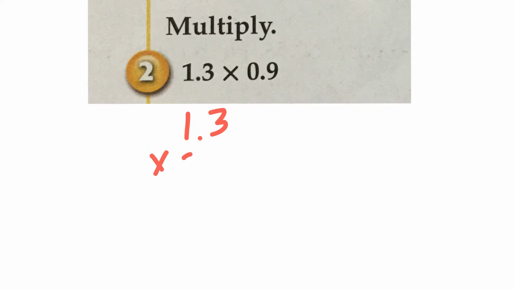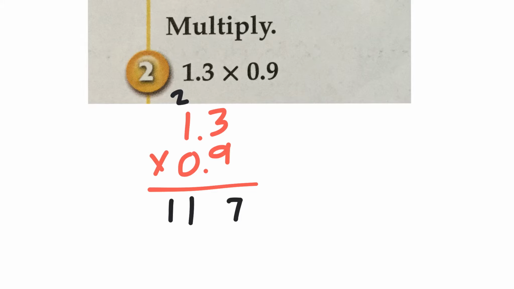So I'm going to multiply 1.3 times 0.9. 3 times 9 is 27. Carry the 2. 9 times 1 is 9. 9 plus 2 is 11. So I have 117.